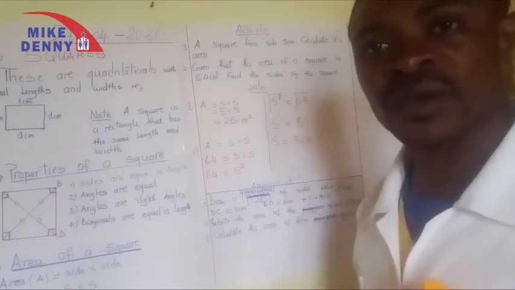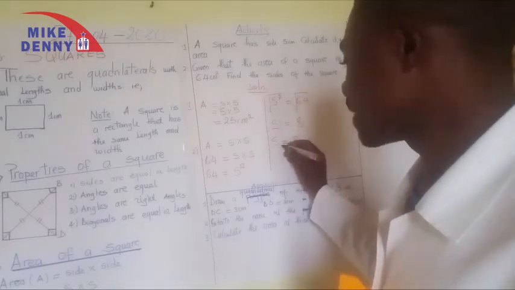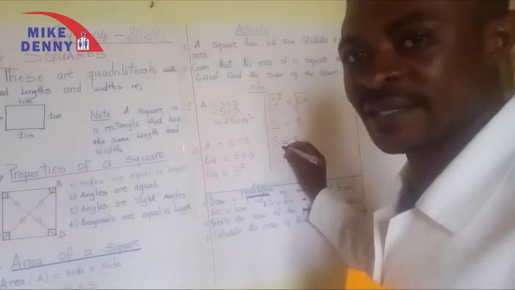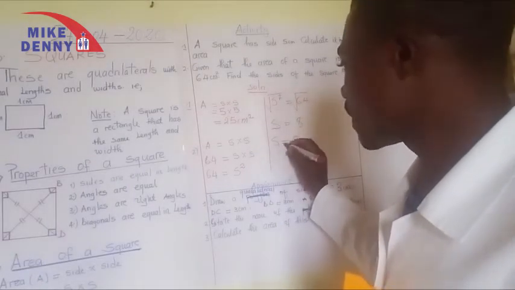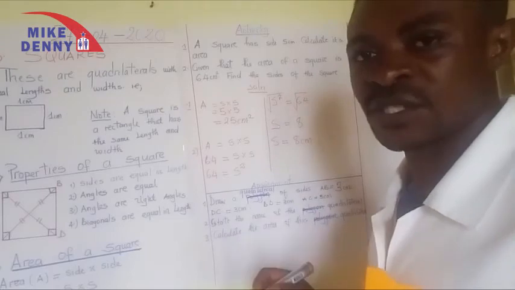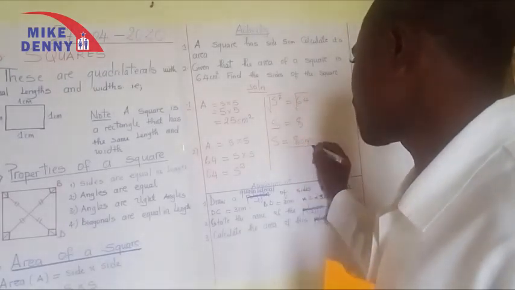To verify whether your answer is true, you can multiply the side by the side. Because area is side times side, you can multiply 8 by 8 and you have 64. So that is the result for that exercise.